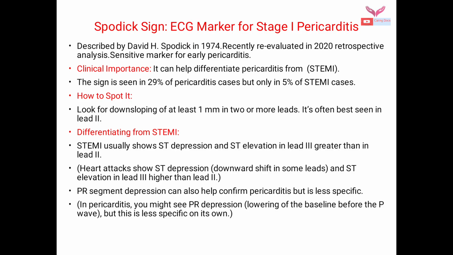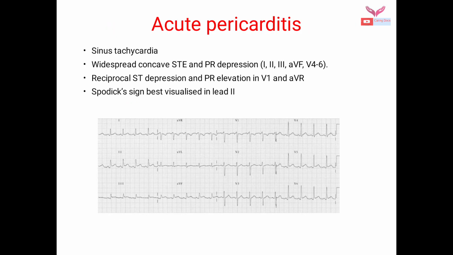It means that the heart attack or ST elevation MI may show ST depression, and ST elevation in lead 3 more than lead 2. There may be PR segment depression, which can also help us to confirm pericarditis, but it is less specific. As you know that PR segment depression is there in pericarditis, but it is less specific on its own.